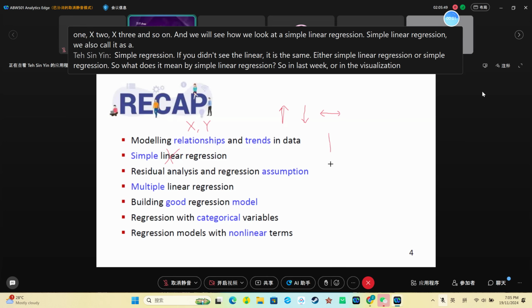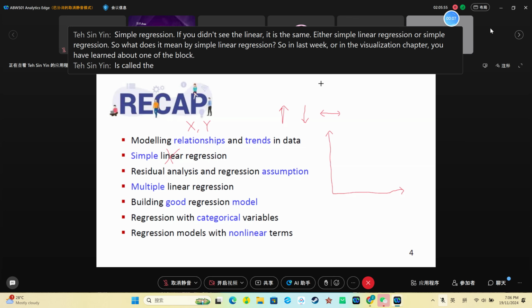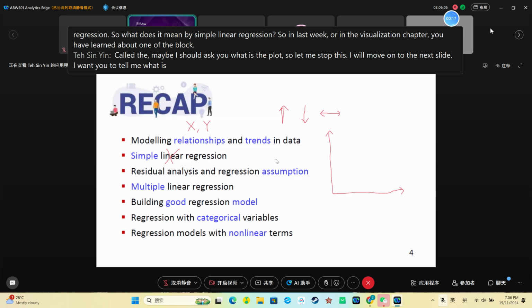In the previous chapter, you have learned about one of the plots. Maybe I should ask you, what is the plot? So let me stop this. I will move on to the next slide. I want you to tell me what is the plot. Just a second.